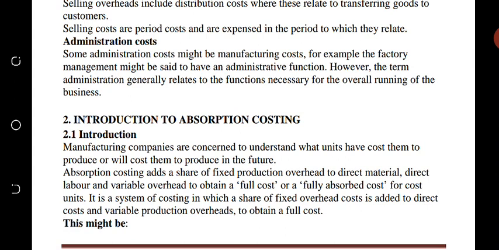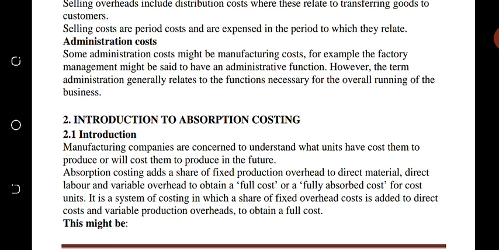Now, when we say administration cost, we are talking about all that cost that is being incurred by the organization in running the business, which is not traceable to the product or a cost object. We are saying such a cost can also be classified as what? Administration cost.